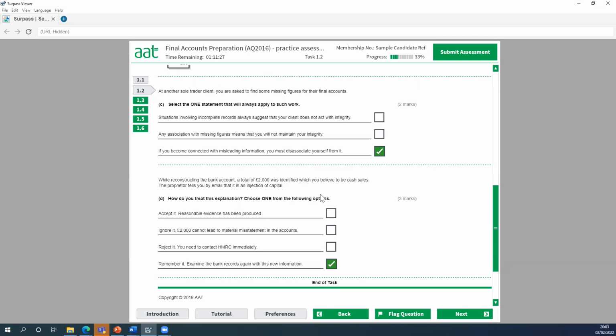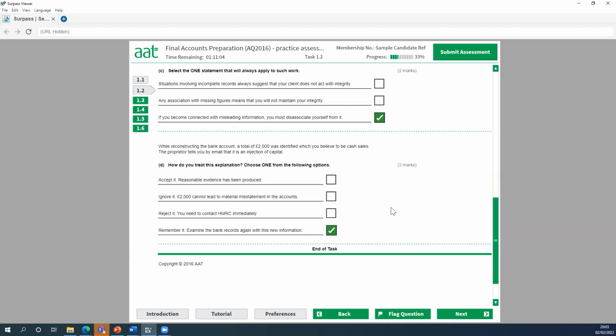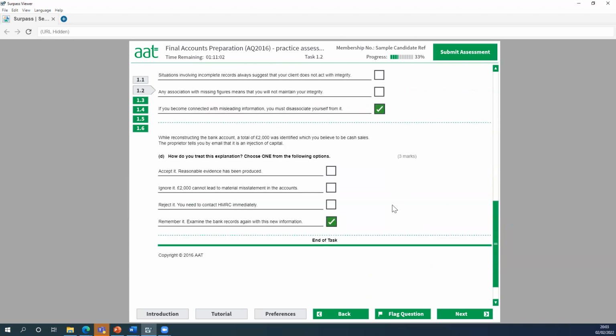Reject it because you need to contact HMRC. Well, you're not going to do that, are you? And then it said, reject it and examine the bank records again with this new information. So you're going to check the bank records to see how it's been accounted for, haven't you? So £2,000 you believe to be cash sales, the proprietor tells you it's an injection of cash, so you need to find out where it comes from. That's the closest one to that, okay?